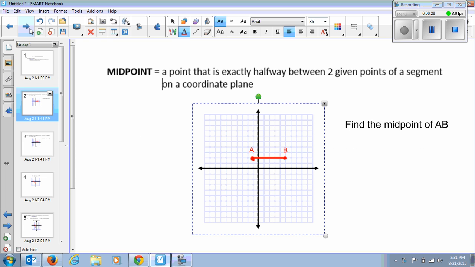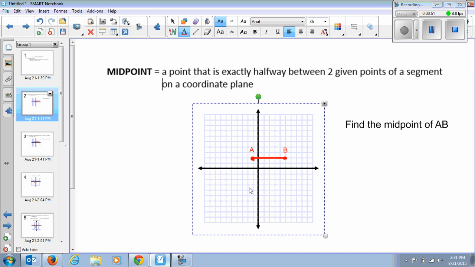Definition of midpoint: it's a point that's exactly halfway between two given points of a segment on a coordinate plane. The big thing you need to know about a midpoint is it will cut a segment in half, or from a previous lesson, it will bisect a segment. We're going to find the midpoint of AB as you see here. This is a very easy problem because it's horizontal. They may give you ones that are vertical. Those are easy to do.